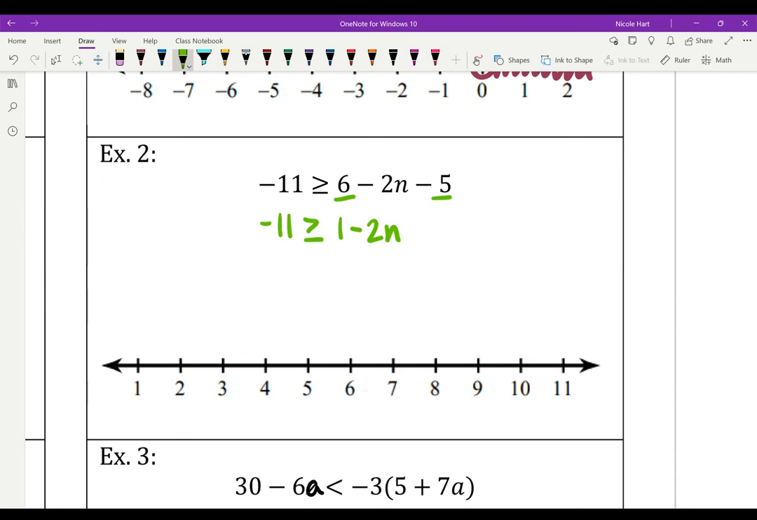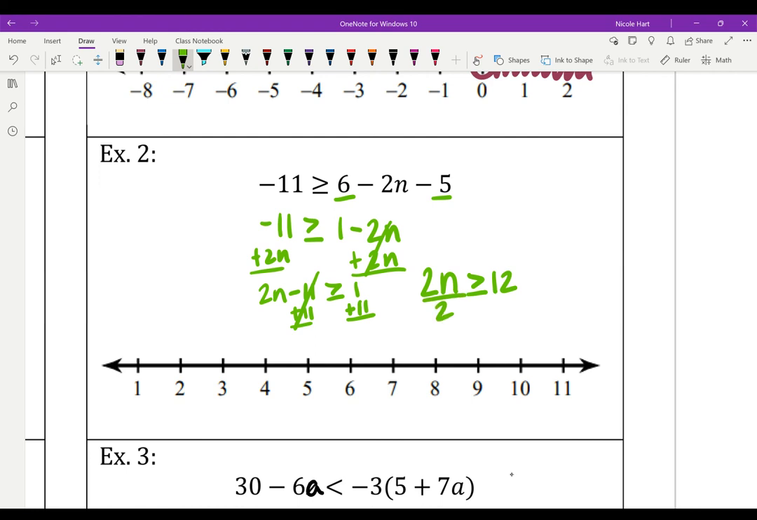And again, if you prefer to move x's to the side, y's to the side, there's multiple ways. If you don't like dividing by that negative, I can go ahead and add 2n to both sides. There is sometimes more than one way to do this. So 2n minus 11 is greater than or equal to 1. And then I'm going to add 12 to both sides. Sorry, not 12. I'm going to add 11. Add 11, add 11. That will give me 12. So 2n is greater than or equal to 12.